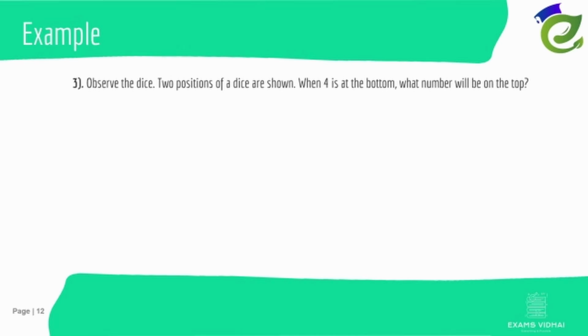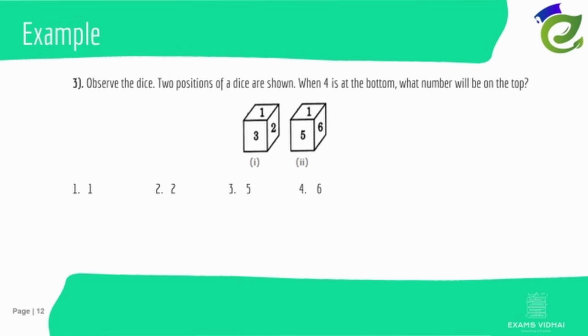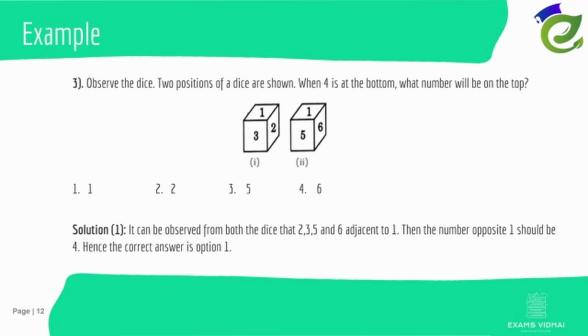Question number 3. Observe the dice. Two positions of a dice are shown. When 4 is at the bottom, which number will be on the top? Let's solve. It can be observed from both the dice that 2, 3, 5 and 6 are adjacent to 1. Then the only number remaining which can be opposite to 4 is 1. So, the correct answer is option 1, that is 1.